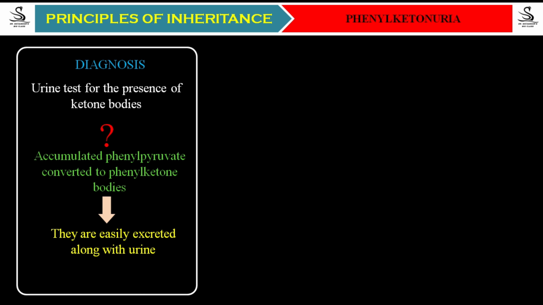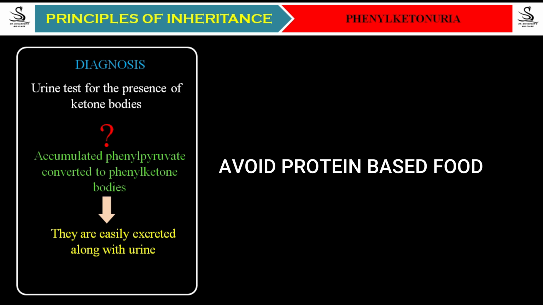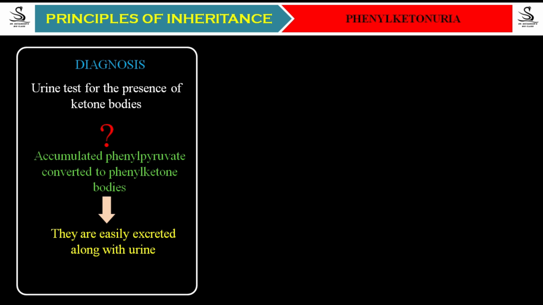Gene therapy can be done, but it is very, very costly, and not everyone will be able to go for that. Then what suggestion can we give to that particular child or the child's parents? You can only tell them not to take protein-based food material. Now we'll understand how this is inherited by considering the pedigree analysis.